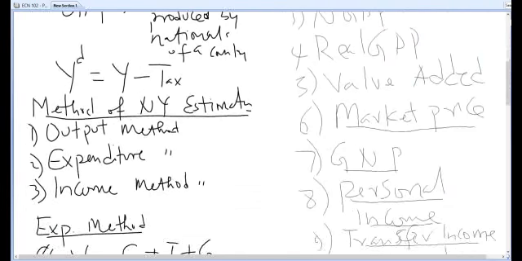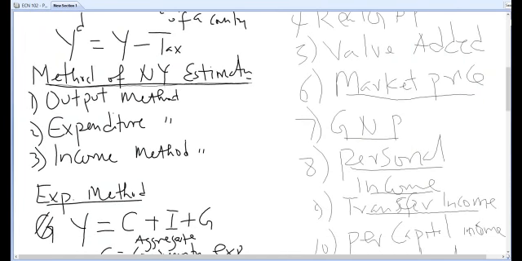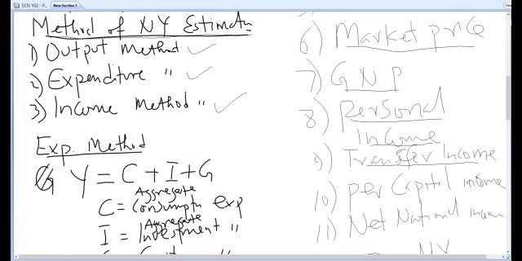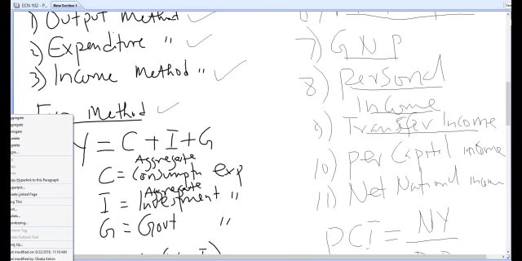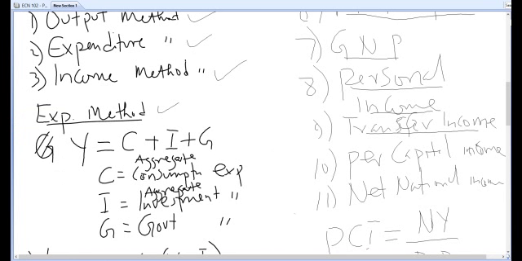The first one is the expenditure method. It is arrived at by adding up, that is, Y is equal to C plus I plus G, where C is aggregate consumption expenditure, I is aggregate investment, and G is government expenditure. So the national income using the expenditure method is arrived at using this equation. This first equation gives us a closed economy.